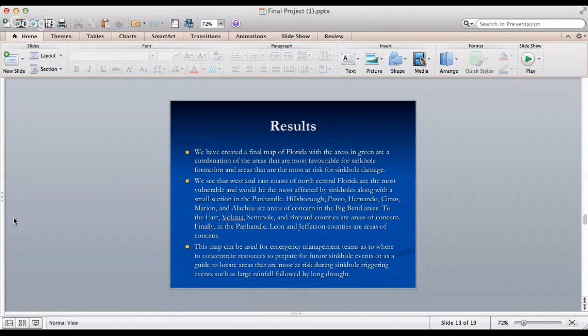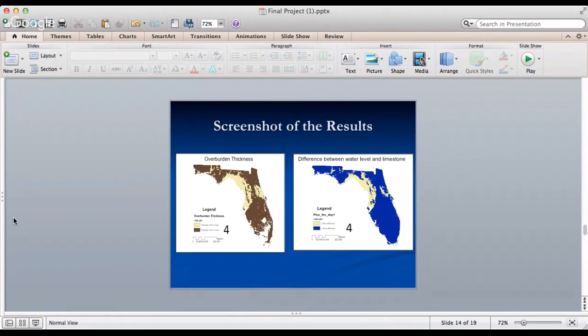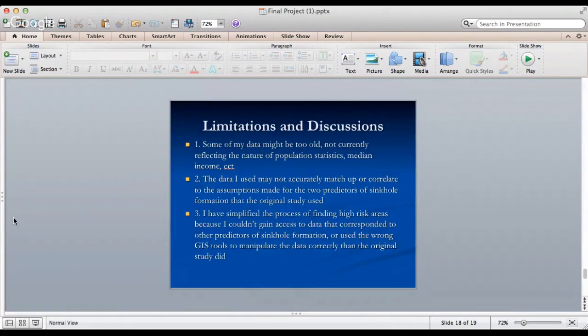This final map can be given to an emergency management team as a guide to where to concentrate resources to prepare for future sinkhole events, or as a guide to where to bring resources after sinkhole triggering events are observed. Here are my limitations and discussions.